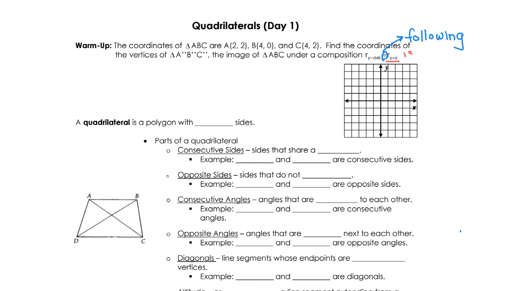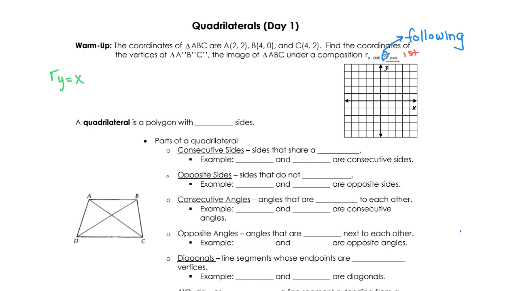All right, so we're going to do this one first. So the reflection over the y-axis is following the reflection over y equals x. Remember that reflection over y equals x, we're going to try to do this without the use of our graph. So reflection over y equals x goes first.